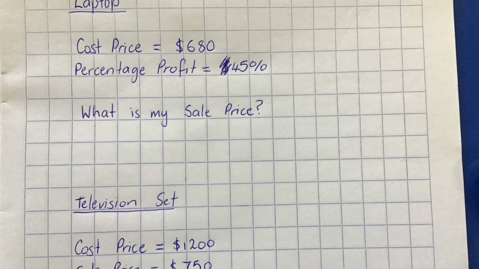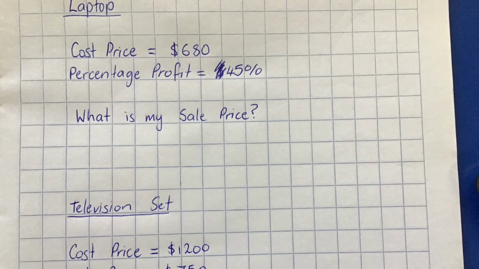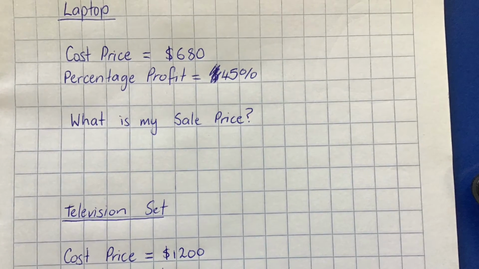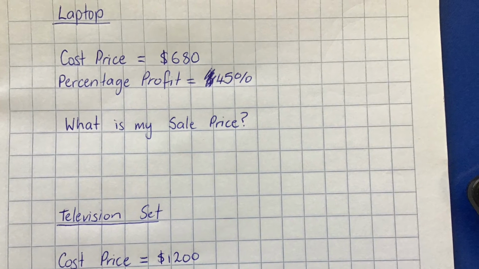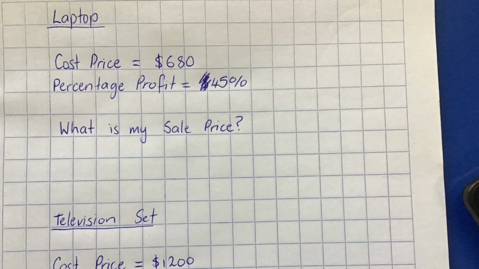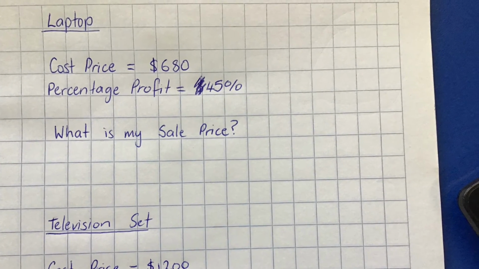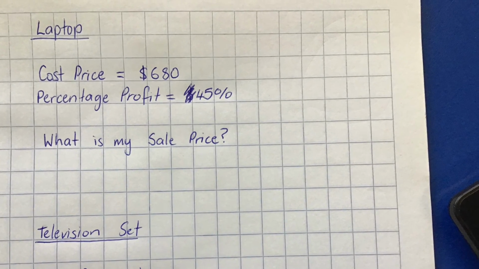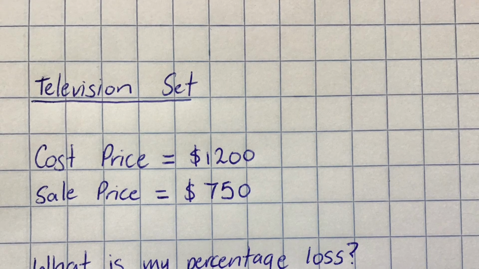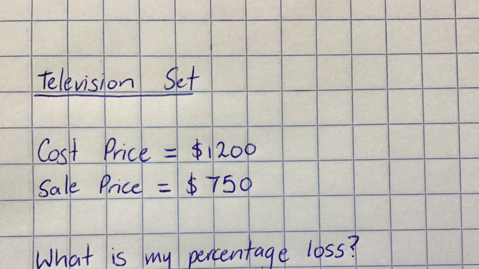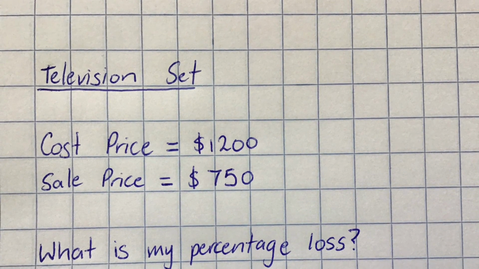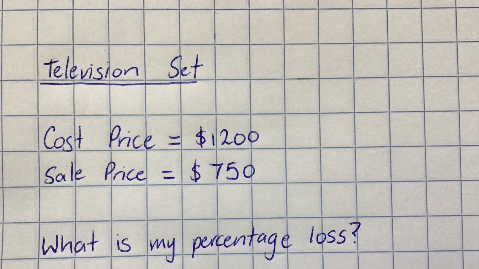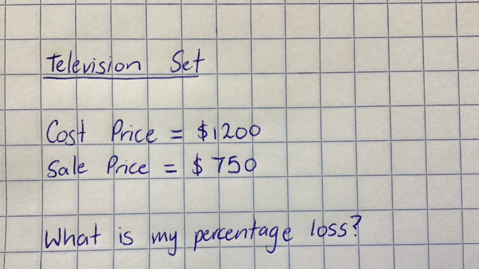Here we have a couple of examples for you to try at home. So I had a laptop that I bought for $680 and I want to make a percentage profit of 45%. So what is my sale price? And then down the bottom here, I have a television set that I bought for $1,200 and then I sold it for $750. What is my percentage loss?